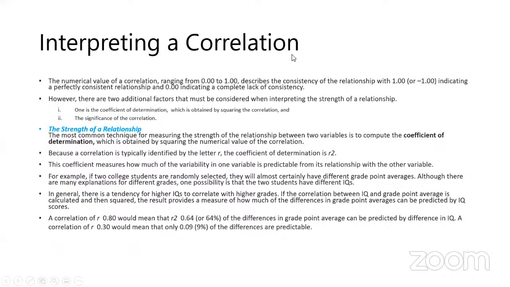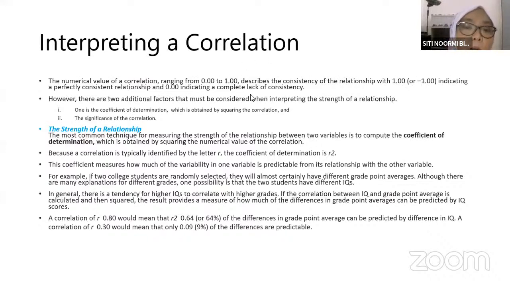Okay, next one, interpreting a correlation. When we want to interpret the correlation, again it is based on the R value, 0 to 1, the range, in which it can describe the consistency of the relationship and indicate a perfect correlation if, let's say, the value is 1, or 0 indicates a complete lack of consistency, or there is no relationship. Okay, there are a few additional factors that we can add to interpret the strength of relationship.